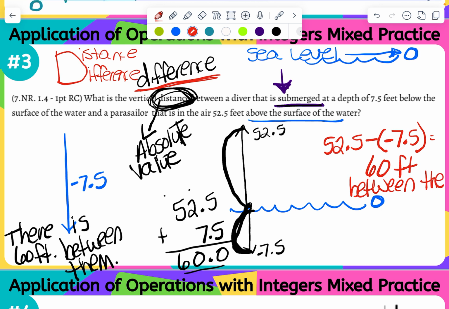Between the diver and parasailer. So there's 60 feet between the diver and the parasailer. Okay?